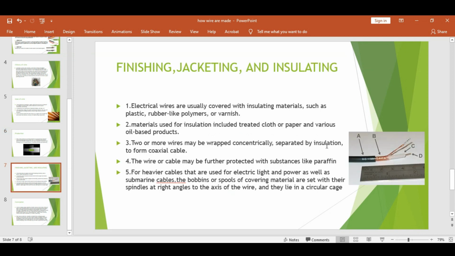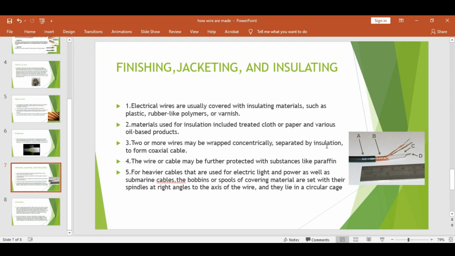Next, finishing, jacketing, and insulating. Electric wires are usually covered with insulating materials such as plastic, rubber-like polymer or varnish. Insulating and jacketing of wire and cable is nowadays done by passing them through an extruder. Former materials used for insulation included treated cloth or paper and various oil-based products. Two or more wires may be wound concentrically, separated by insulation, to form coaxial cable.